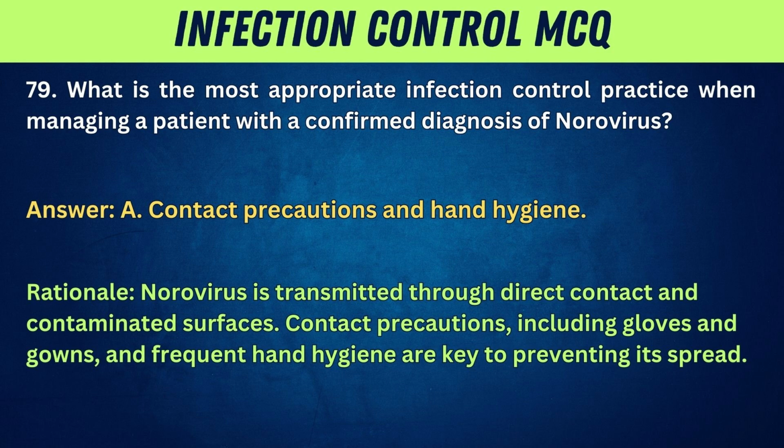Rationale: Norovirus is transmitted through direct contact and contaminated surfaces. Contact precautions, including gloves and gowns and frequent hand hygiene, are key to preventing its spread.